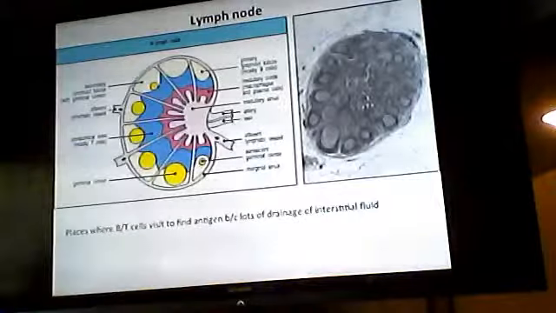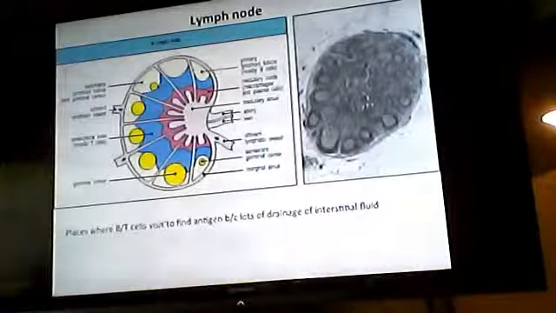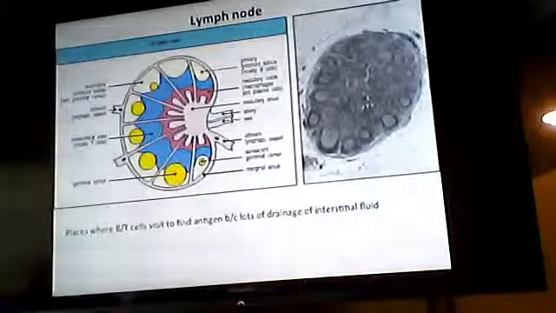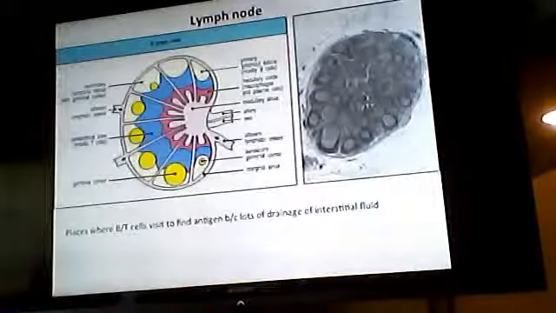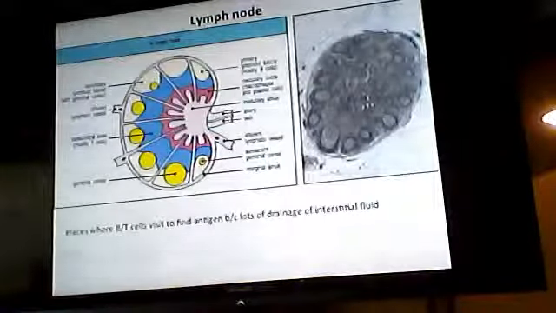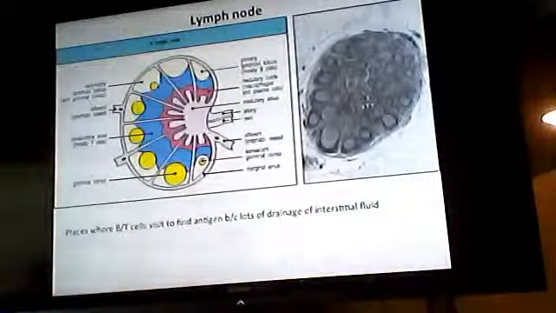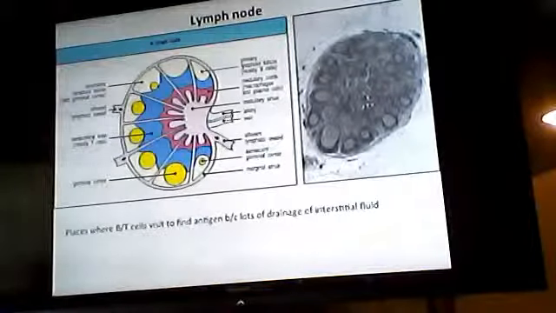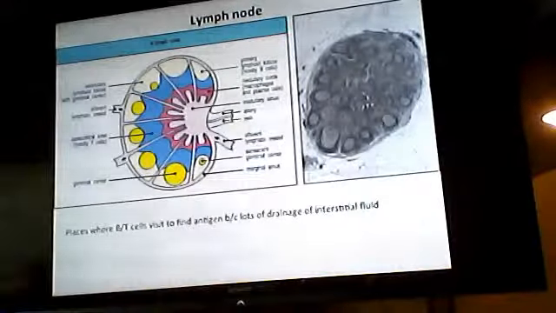Lymph nodes are areas where you have tons and tons of antigen floating around, so B and T cells find a lot of drainage. If we remember earlier about the fluid drainage, excess fluid drains into the lymphatic system. So this is where our B and T cells can find extra stuff floating around. Maybe they get activated, maybe they don't.